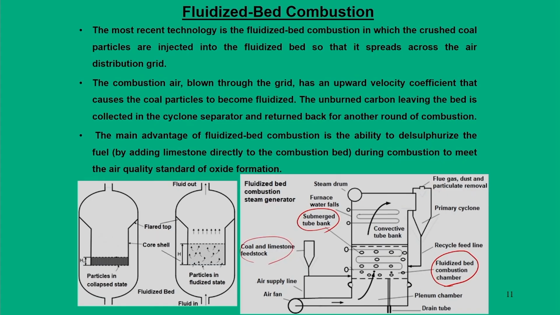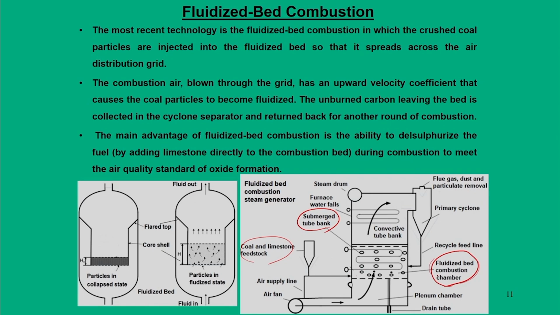Because we also require that sulfur content be minimized, or the effect of sulfur for the formation of SO2 has to be minimized. So, we have coal and limestone feedstocks that enter into the supply line, and we have an air fan, and all this coal and feedstock goes in powder form. That means we use a cyclone furnace to create a powder form of the coal, which enters into the combustion chamber. Here this fluidized combustion takes place.